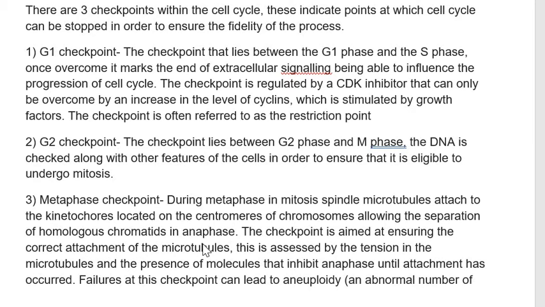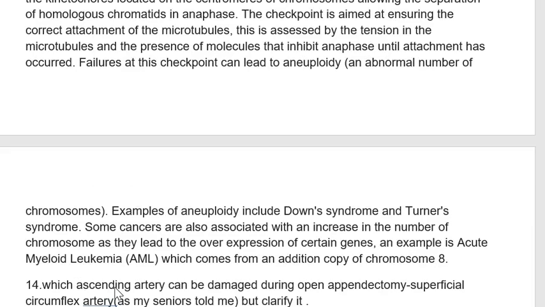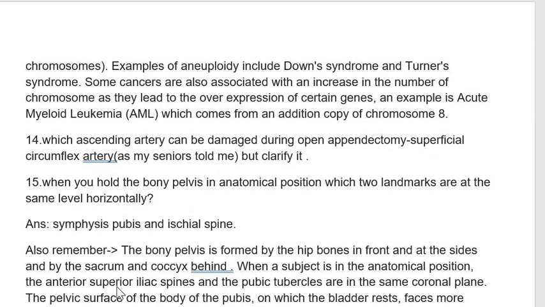The checkpoint is aimed at ensuring the correct attachment of the microtubules, and this is assessed by the tension in the microtubules and the presence of the molecules that inhibit anaphase until attachment has occurred. Failure at this checkpoint can lead to aneuploidy. Aneuploidy means an abnormal number of chromosomes, can be more chromosomes, can be less chromosomes.